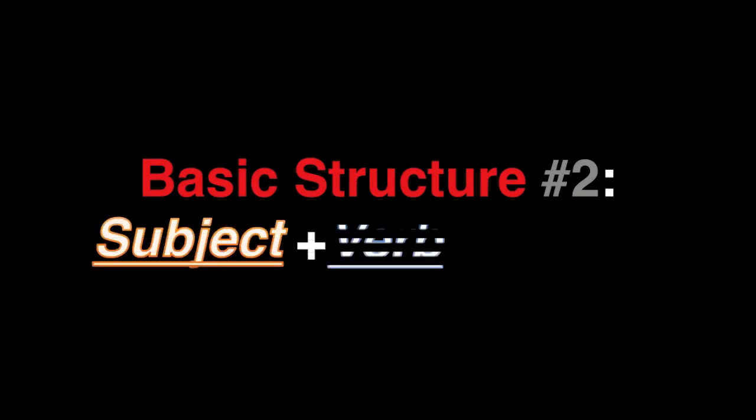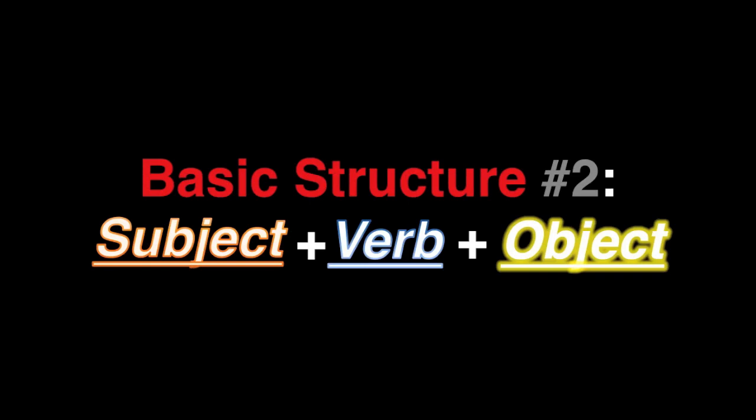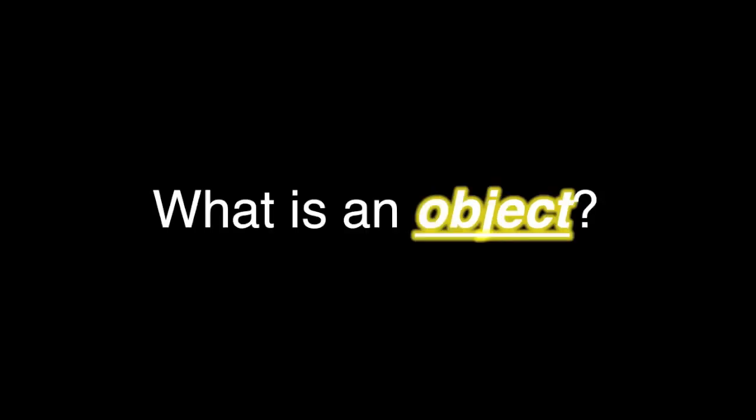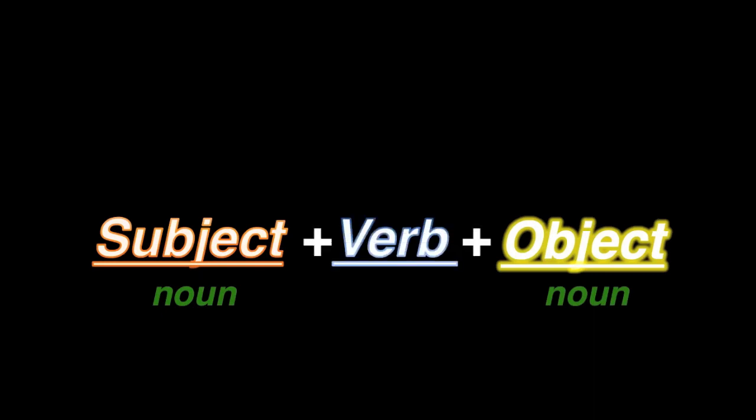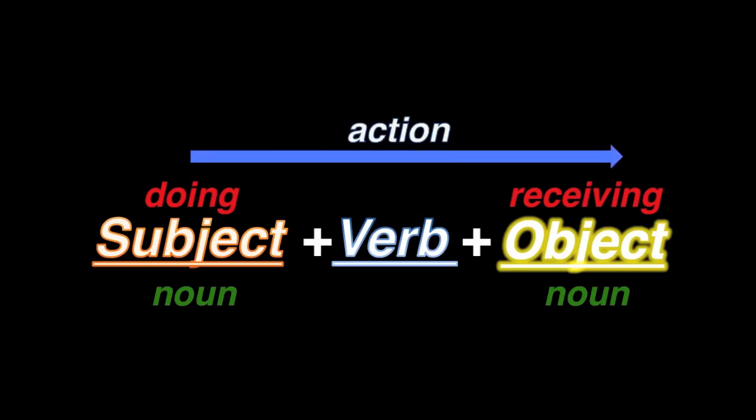Basic structure number 2. Subject plus verb plus object. What is an object? Let's look at it this way. A subject is a noun, and an object is also a noun. And we said earlier that we must always have a verb. Well, the subject is doing the action, and the object is receiving the action, because the action goes in this direction.